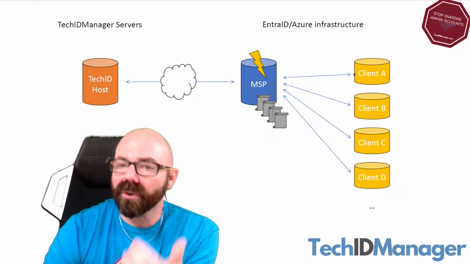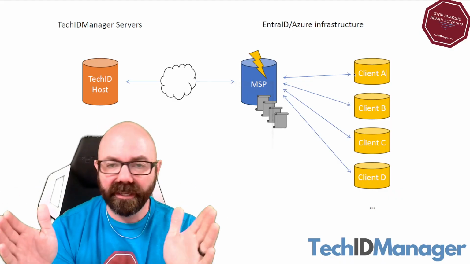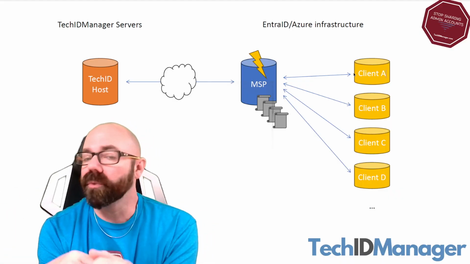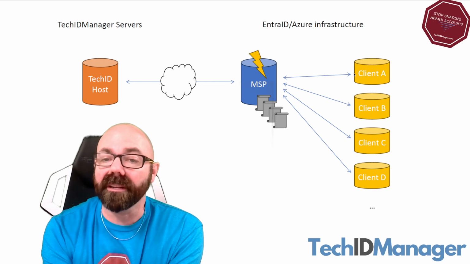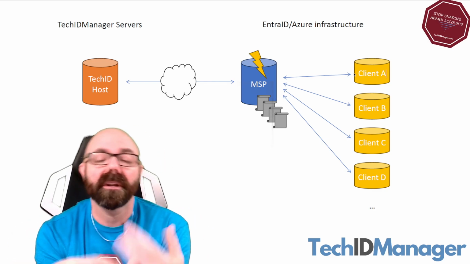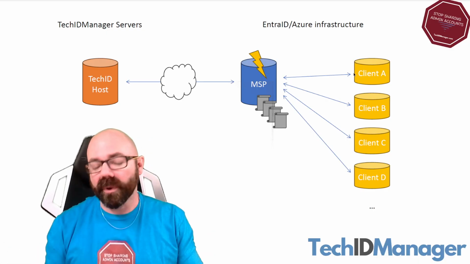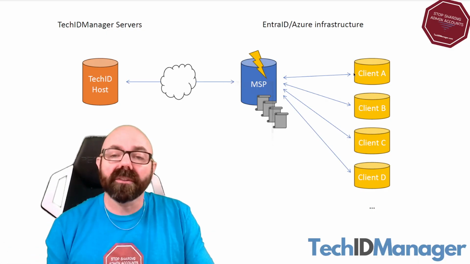Once that linker runs successfully and that installation has been converted from legacy to a linked installation, that resource group is no longer needed and can be deleted. If you delete it before you run the linked installer, you'll run into some problems. They're easy enough to fix. Contact us at support@techidmanager.com and we'll walk you through fixing those.